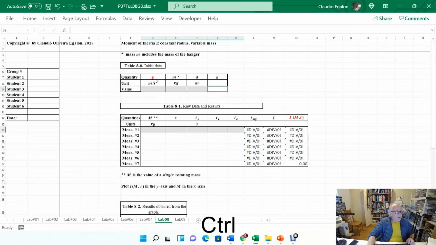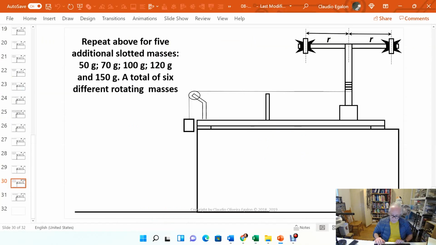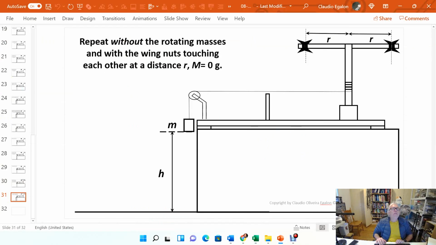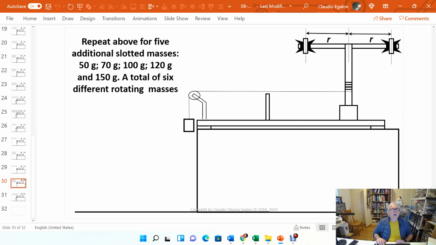So here you go. That's 20, that's 50, that's 70, that's 100, 120, 150. The last one is a special one. The last data point that we're going to get is a special one that's going to be done without any slotted masses. You're going to take out the slotted masses from the wing nuts.